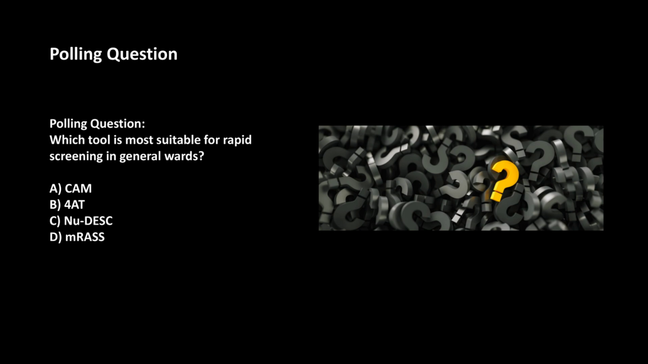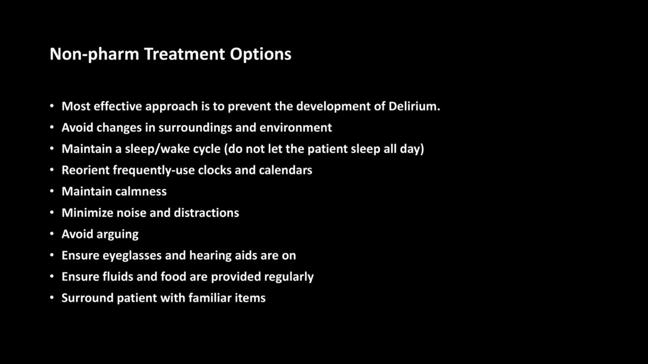4AT. The 2025 guideline strongly recommends multi-component non-pharmacologic interventions as the primary management approach. These include sleep optimization, reorientation, mobility support, hydration, and sensory aid use, which collectively reduce both incidence and duration of delirium. Non-pharmacologic treatments focus on prevention, maintain sleep-wake cycles, reorient frequently, minimize noise and distractions, ensure sensory aids are used, provide regular fluids and familiar items.